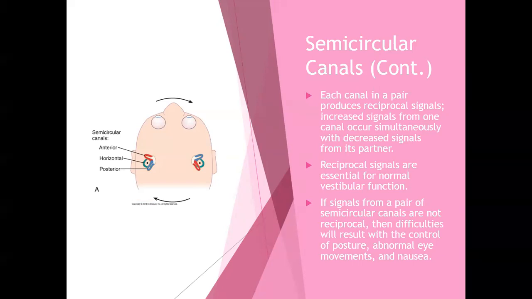So if signals from a pair of the semicircular canals are not reciprocal because one side's dysfunctional, then you'll have difficulties with the control of posture. So you'll have dizziness and unsteadiness, abnormal eye movements, and probably nausea and vertigo. So the semicircular canals have to work together, the two on either side. So you have two, one on the right, one on the left, in order for it to actually work.